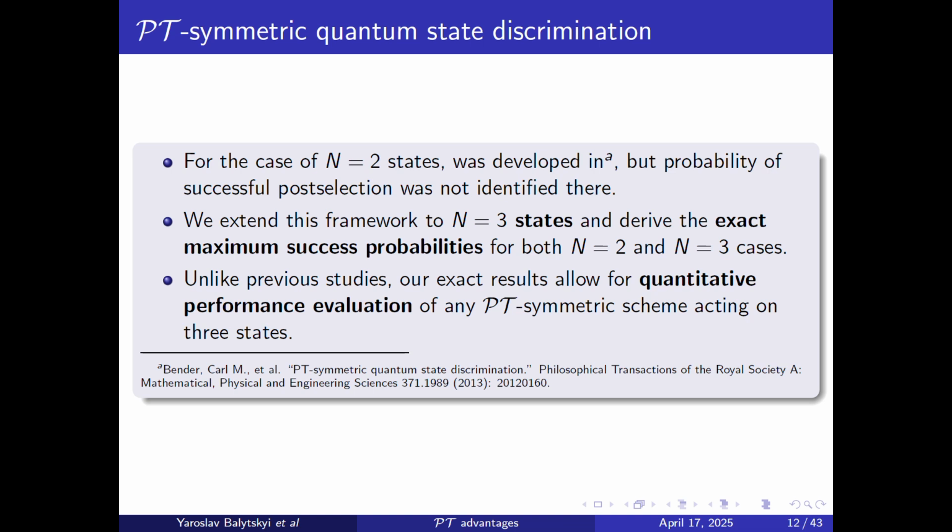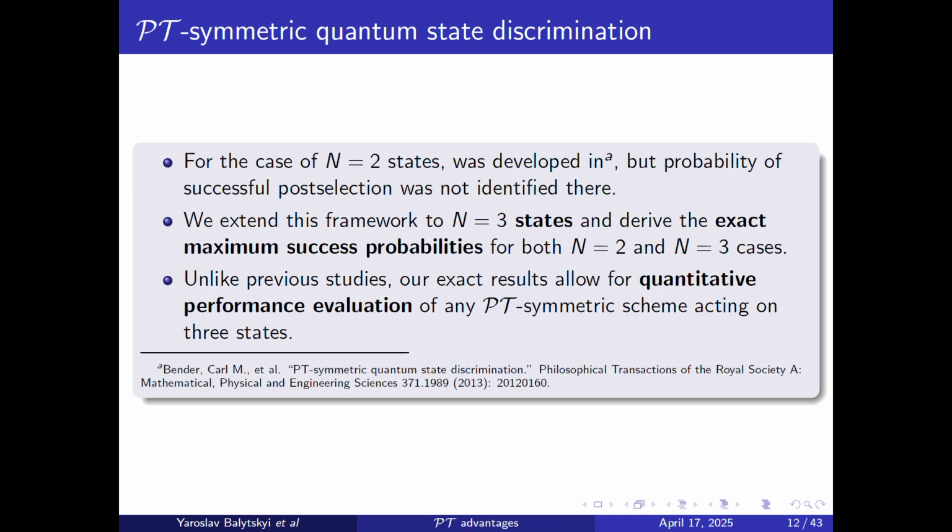Then, PT-symmetric quantum state discrimination for two states was developed in this paper. Nevertheless, the probability of successful post-selection was not identified there, because in the general operation, if you apply e to the negative iHt, this is non-unitary, and as a result, the probability of success is less than 1 in the general case.